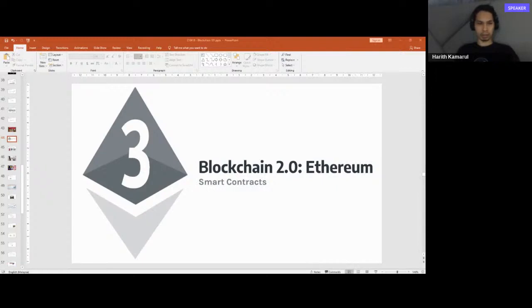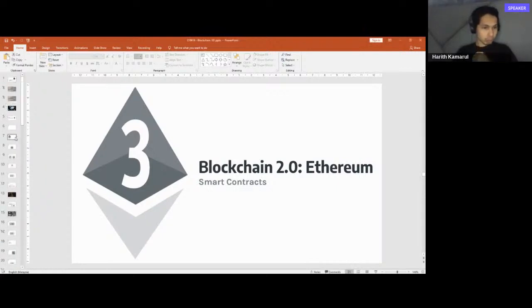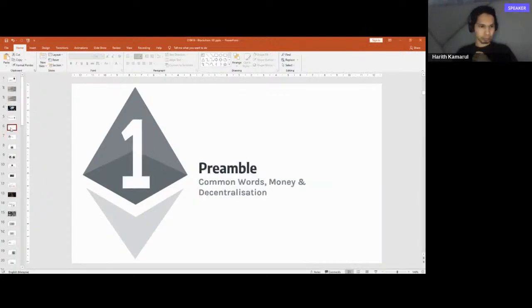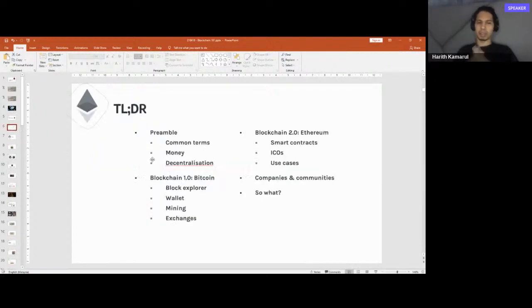While we're waiting, I guess I can just show the overview from the previous session, just to have a quick recap of what was covered. Yeah, so we covered some preamble, some common terms and misconceptions that people have, basic concepts about what money is and what decentralization is, looking at features that apply for blockchain 1.0. Things like block explorers, wallets and nodes, mining and exchanges.